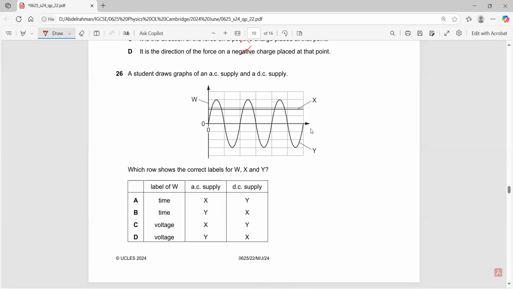It should be voltage, not time. It shouldn't be time. This axis should be time, yes. W would be the voltage. What about the AC supply? It is Y. What about the DC supply? It is X.